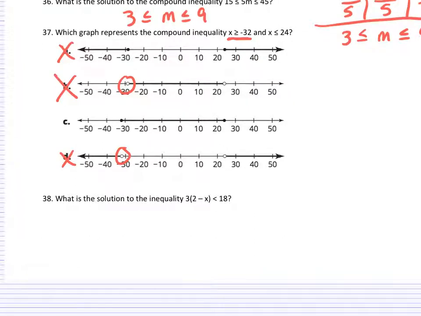On C, they do have a closed point at negative 32, and they are shaded to the right, so let's look at the other side. X has to be smaller than 24 with a closed point. And C does have a closed point at 24, and they are shaded smaller, which is left. So C is the correct answer.